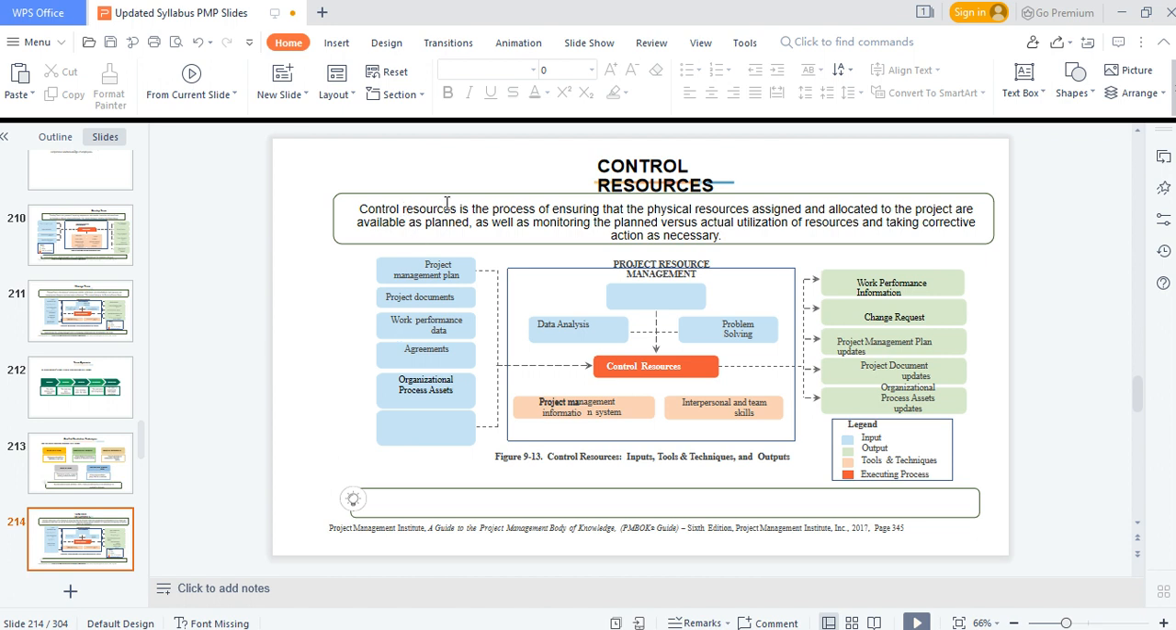Resource control. So control resource is the process of ensuring that the physical resources, even the human resource, any of these resources that you've assigned and allocated to the project are available as planned. People management, funds management, hardware, facility management. Because if they are not available when due, it's going to affect the delivery. And at times, some things can be underutilized. At other times, some things can be overutilized. So you don't want that to happen.